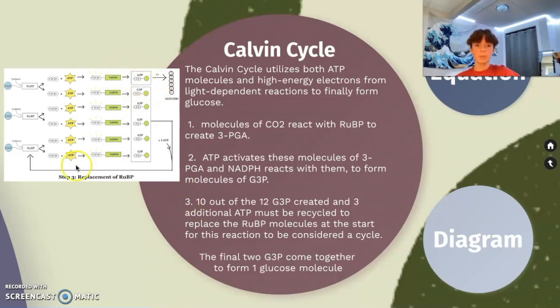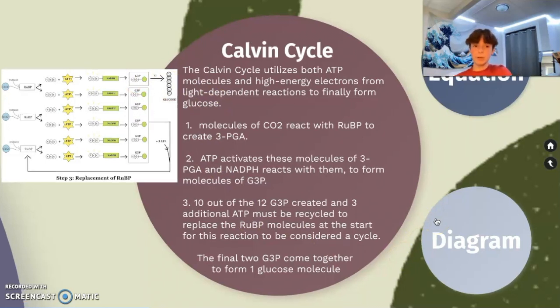In our final step, the replacement of RuBP, 10 out of 12 of these G3P molecules, with an additional 3 ATP, must be recycled to replace RuBP molecules at the start for this reaction to be considered a cycle. So as you can see, 5 out of 6 in this are pulled along and back to replace these RuBP. But you see, this whole diagram only really shows what happens once. So this needs to happen twice to form a whole molecule of glucose, because 2 G3Ps form 1 glucose.